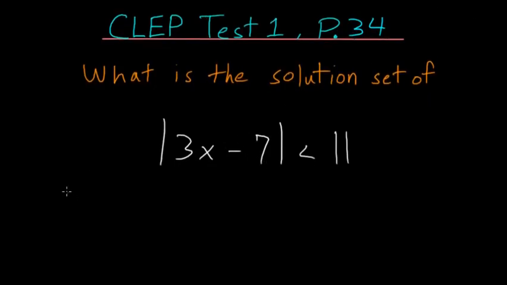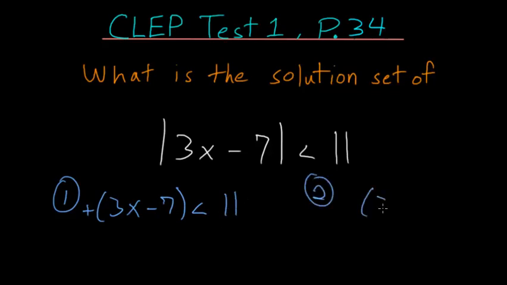So the first case would be when the expression 3x minus 7 is a positive number, and that's less than 11. And the second case is when the expression 3x minus 7 is a negative number, and that's less than 11. And then we'll solve each of these separately and then combine them to get our total solution set.